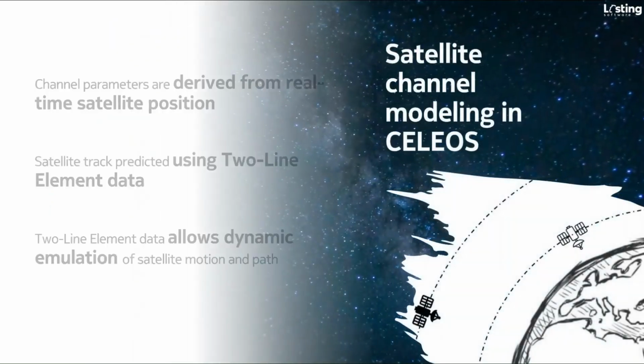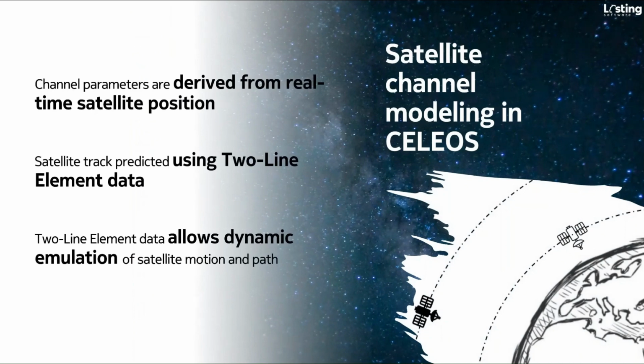CELEOS starts from a realistic satellite motion model. By importing TLE data, we accurately track satellite position over time. This defines the satellite's absolute coordinates at each time step, enabling computation of trajectory-dependent channel effects like delay, Doppler, and distance-based attenuation. The dynamic nature of this tracking allows CELEOS to reproduce time-evolving conditions that match what a real NTN terminal would experience.